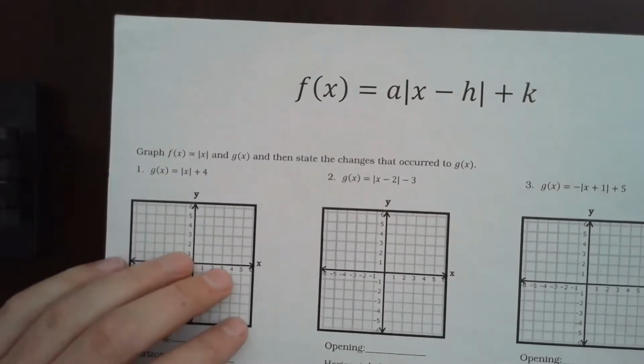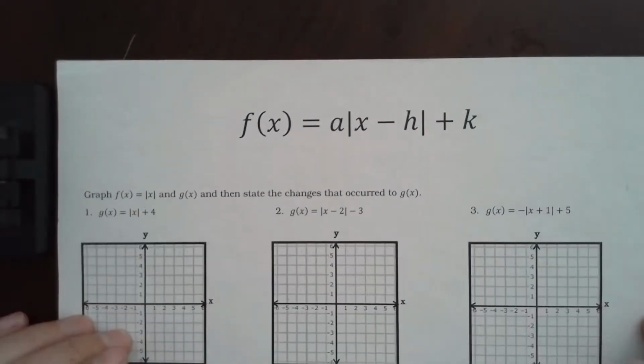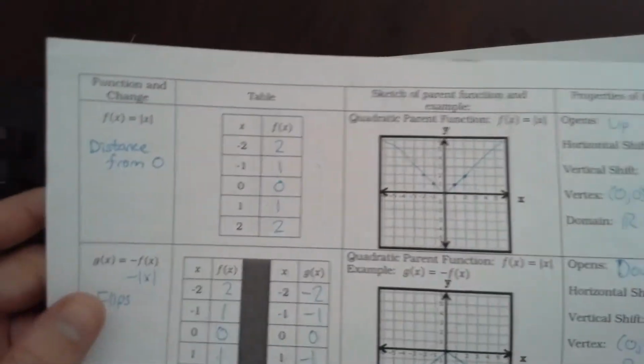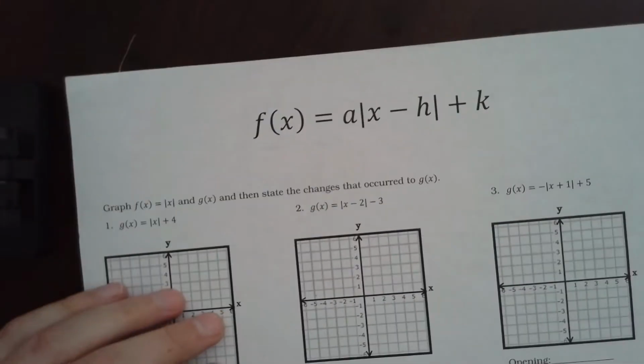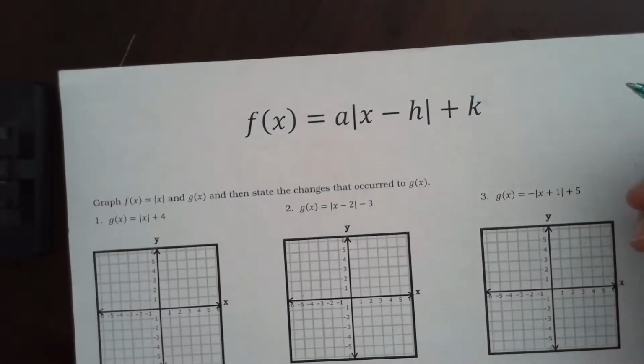Alright guys, so today we're doing the second day of the absolute value notes. I got the second page here. We already filled out the first page. It looked like this. We're moving on now. We just learned about how to shift our parent function left to right, up and down, and how to flip it over upside down.